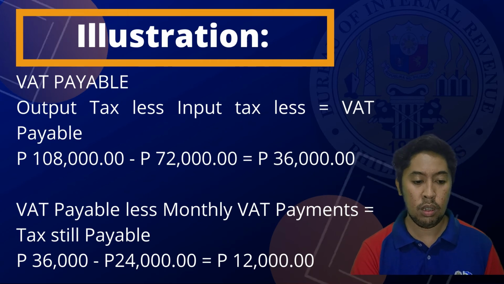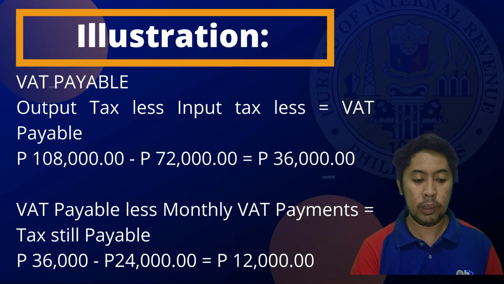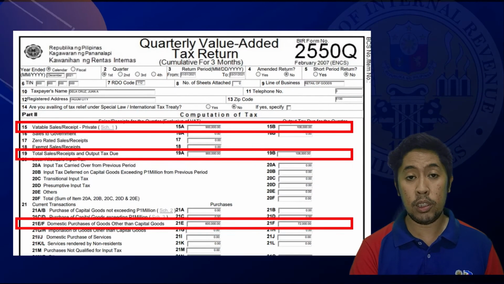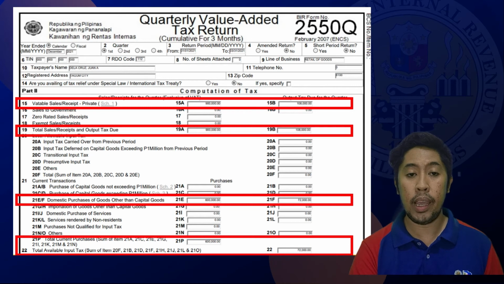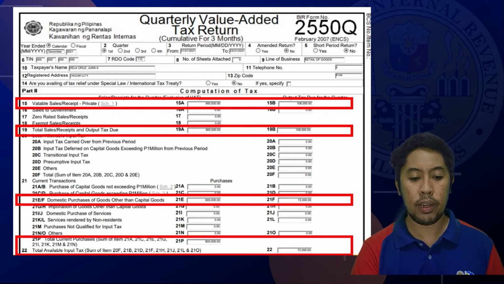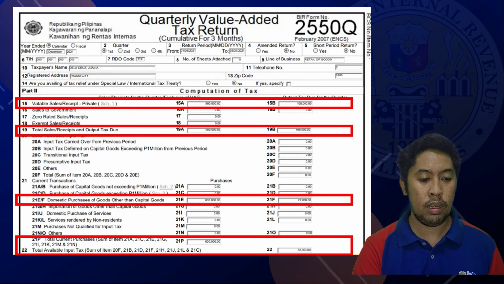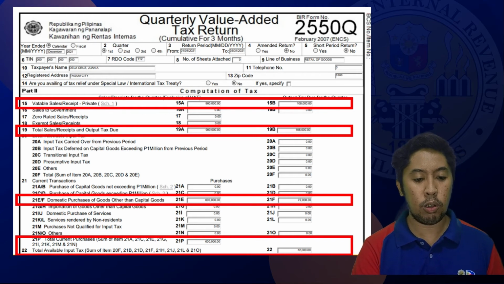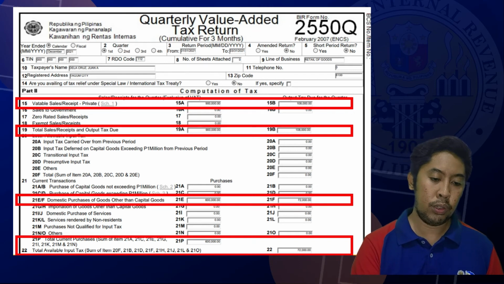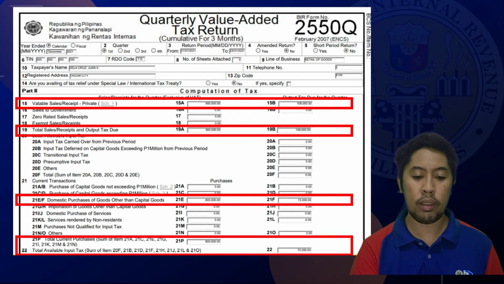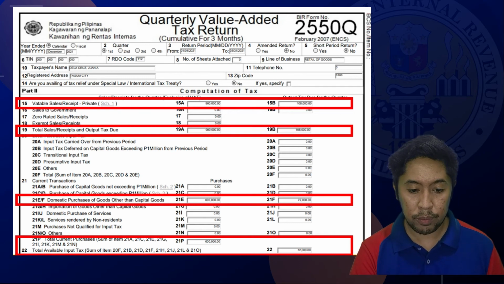So in your 2550Q return, fill in your gross sales of 900,000 on items 15A and 19A. Fill in also your output tax of 108,000 on items 15B and 19B. Next, fill in your gross purchases of 600,000 on items 21E and 21P. And also, your input tax of 72,000 on items 21F, 22, and 24.